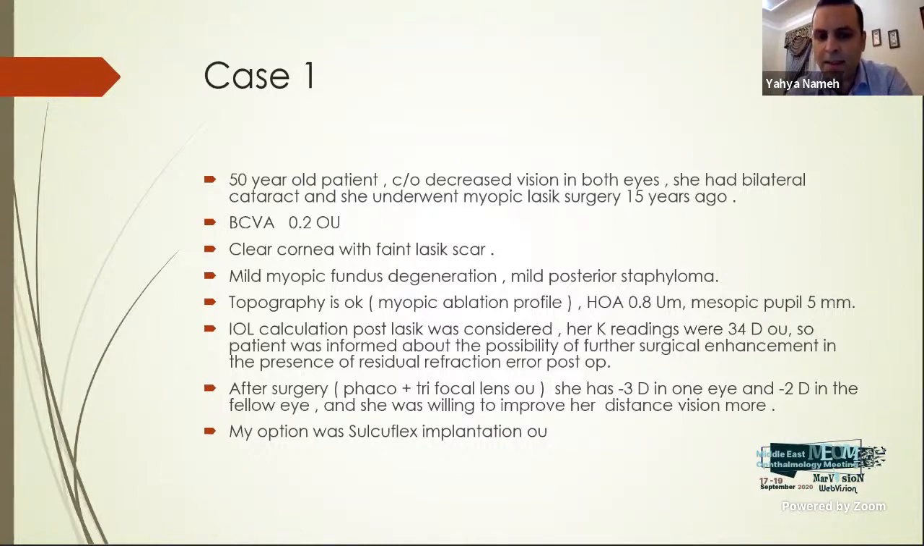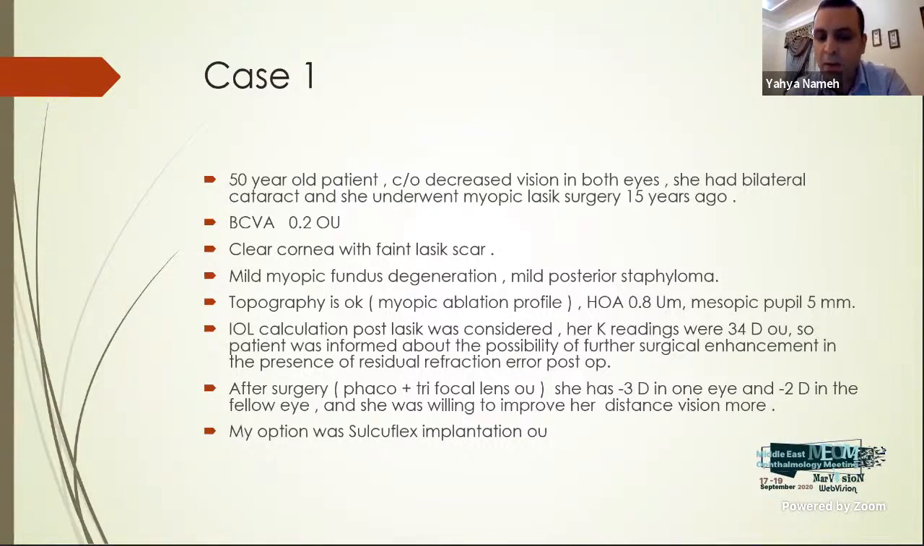0.5. The IOL calculation was conducted considering the post-LASIK calculation, but her K reading was surprisingly 34 diopters in both eyes. The patient was informed about the possibility of further surgical enhancement in the presence of residual refractive error postoperatively. The surgery was conducted in both eyes, phaco with trifocal lenses. But after surgery, unfortunately, she had -3 in one eye and -2 in the fellow eye.